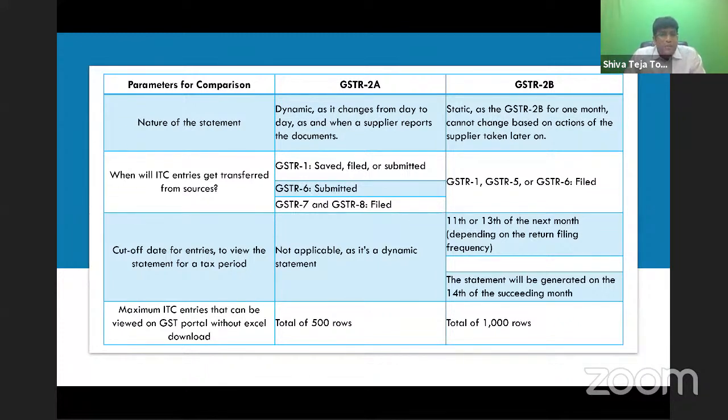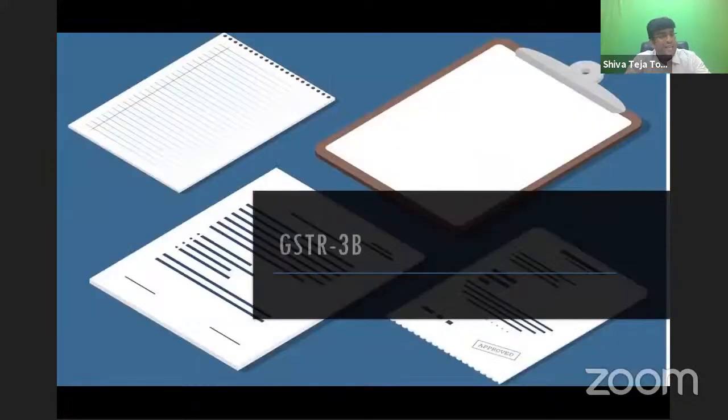Then finally, maximum ITC entries that can be viewed on GST portal without Excel download. Without download, what we can directly view is that in 2A only maximum 500 rows and 2B maximum 1000 rows. If it is more than 500 or more than 1000, no option to view, only option is to download the Excel file and see. And my suggestion is always, even though 10-15 entries, still download Excel. Because after Excel file is ready, you can do whatever you want. You can prepare summaries, do pivots, VLOOKUP, what not. Everything and anything can be done in Excel. Correct? Next. That's about the story of GSTR 2A and GSTR 2B.